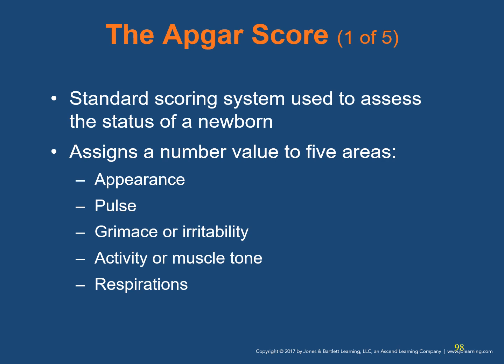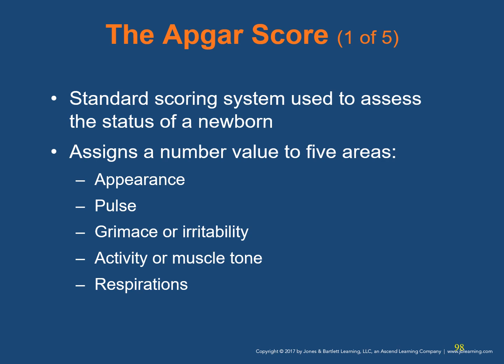The Apgar Score. The Apgar Score is a standard scoring system used to assess the status of a newborn. It assigns a number value, 0, 1, or 2, to 5 areas of activity. Appearance: the skin of a light-skinned newborn and the mucosal membranes of a dark-skinned newborn should turn pink. Blue skin all over or blue mucosal membranes signal central cyanosis.